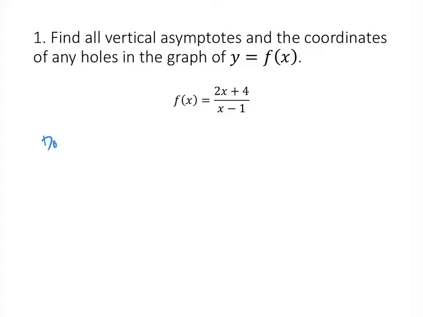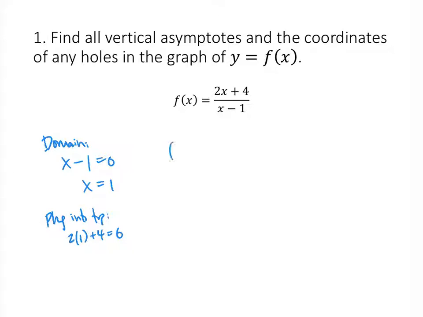So the domain here, just like we've done before, we set the bottom of the fraction equal to 0 and solve. In this case, we get one solution, x equals 1. Now what we do is we plug that value of 1 into the top of the function. And when we plug it into the top of the function, if we get 0, then that means that we might have a hole. But when we plug this value into the top, we get 6.